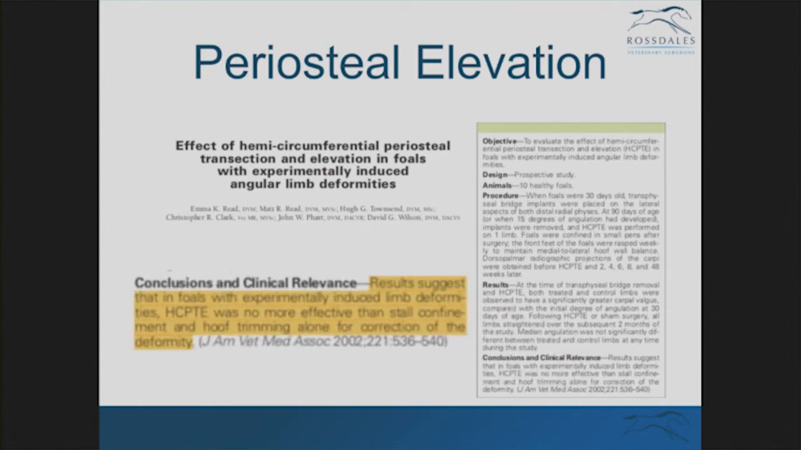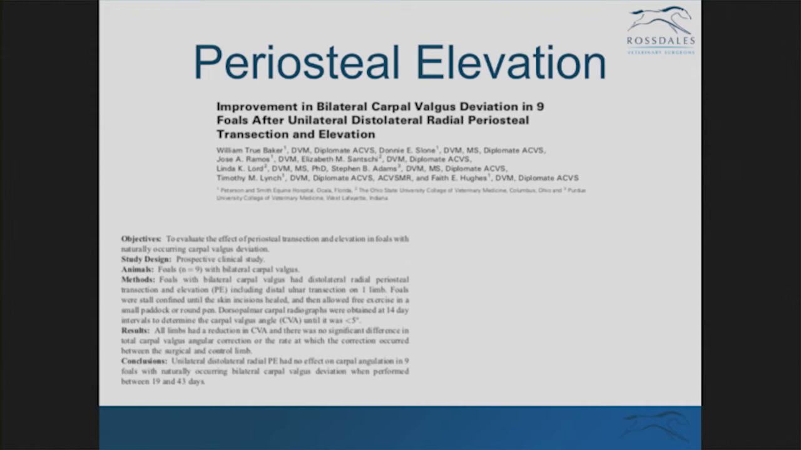So again, results suggesting that in these experimentally induced deformities, the periosteal strip wasn't particularly useful when compared with not doing anything. This is another more recent paper by Baker et al. looking at 9 foals. These foals had naturally occurring bilateral carpal valgus, and so a periosteal elevation was done on one of the limbs in all of these foals. And they found, when they followed these out, that all of the foals improved in angle, whether there was surgery done on the limb or not.